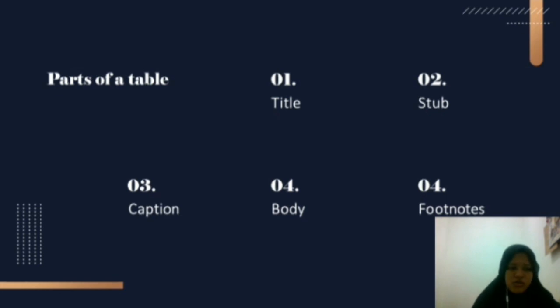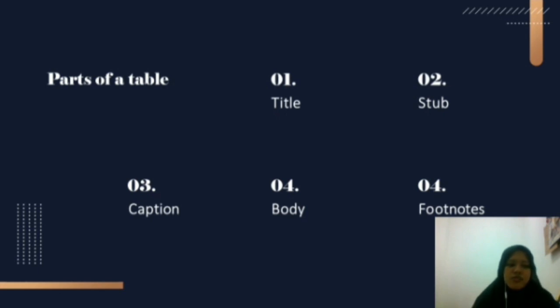And the third point is caption. The caption is the column heading. The variable may have subcategories which are captioned. The subcategories are provided on the x-axis. The captions are provided on the top of each column. And the fourth one is body.